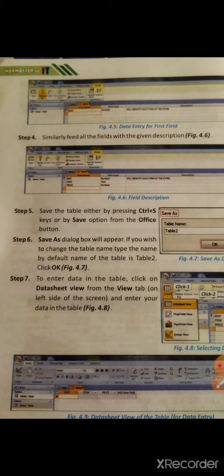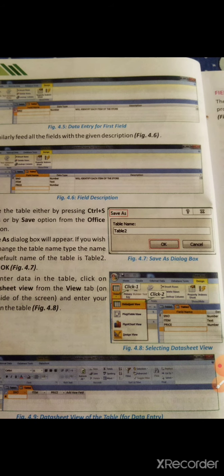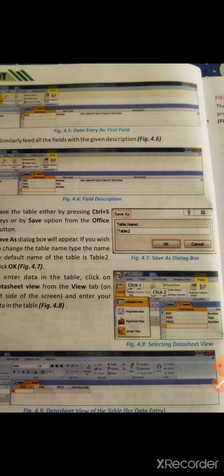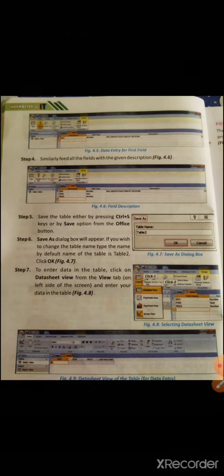Okay. Next, step 5 is to save the table, either by pressing Ctrl plus S or by the save option from the office button. So the save as dialog box will appear. If you wish to change the table name, then type the name. By default the table name is Table 2. So by default, when you click on the save as option, the table name is Table 2. But you can change the table name by typing it in this table name box. Okay, and then click on OK.